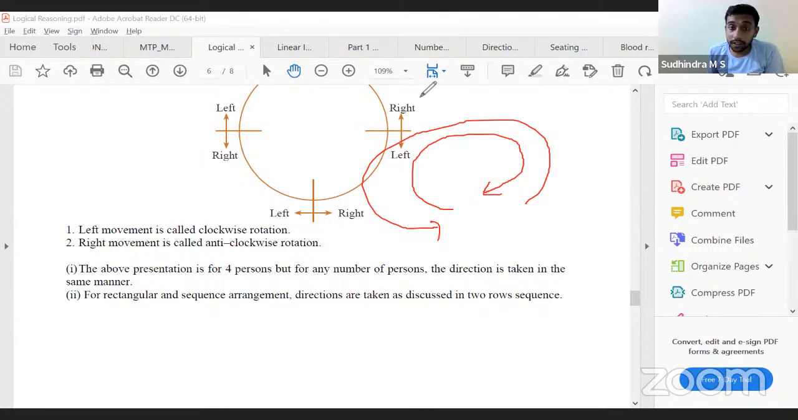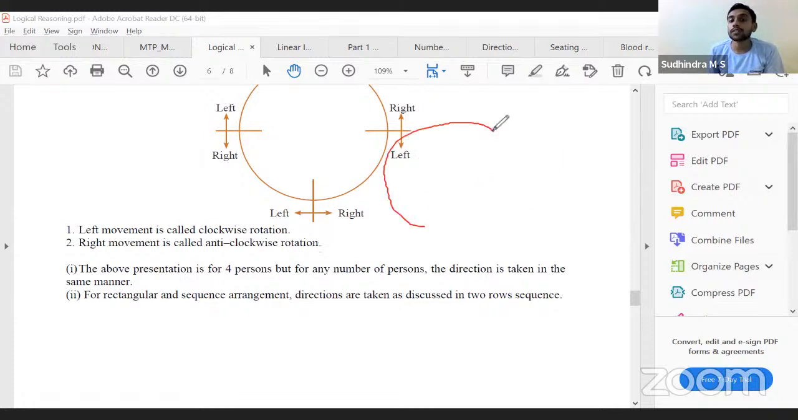If they say left, it means the clockwise direction. If we know A is sitting here, and they say B is left to A, then B is sitting here in the clockwise direction. Whereas right means the anti-clockwise direction. If C is sitting right of A, it is here. So left means clockwise, right means anti-clockwise. That is the one additional point that we have to focus on in circular arrangement. Is that clear?